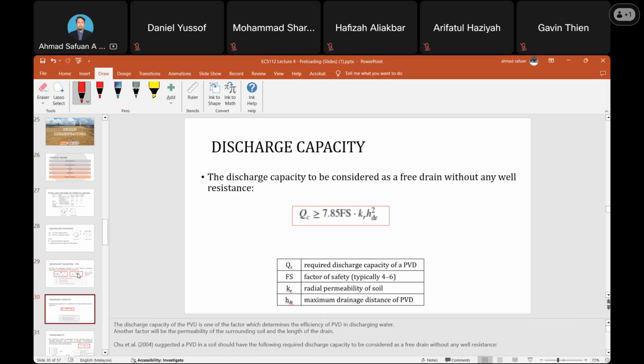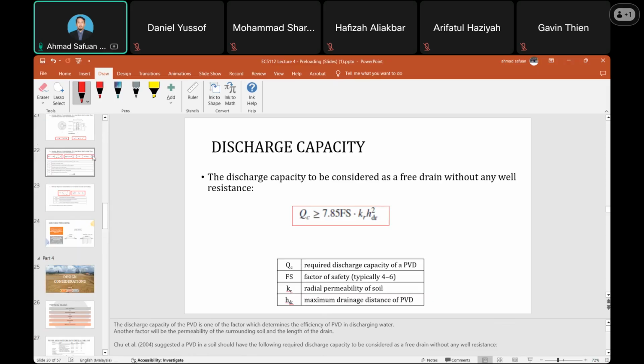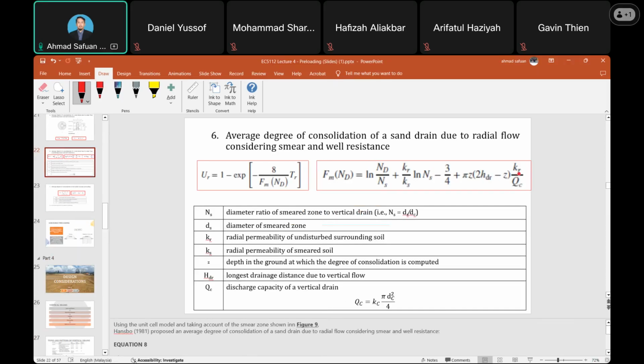So then we have a discharge capacity. The discharge capacity is to be considered as a free drain without any wear resistance. QC is 785 factor safety KR and HD square. So all this information, later on we put either in the UR.